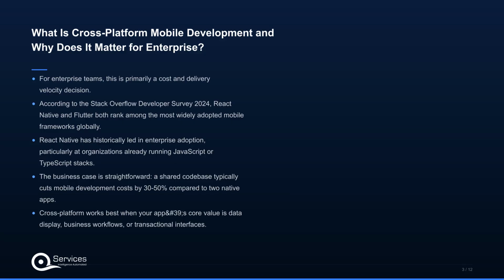The business case is straightforward. A shared codebase typically cuts mobile development costs by 30 to 50% compared to two native apps. The honest caveat is that you pay for those savings in specific edge cases, particularly around performance-intensive features or apps requiring deep access to platform-specific hardware APIs.